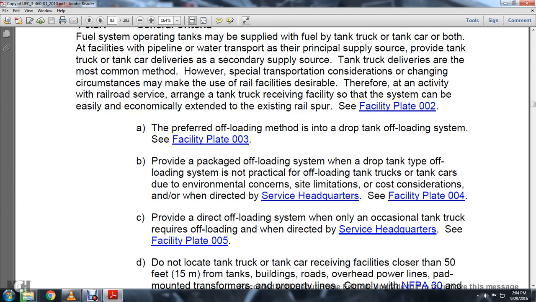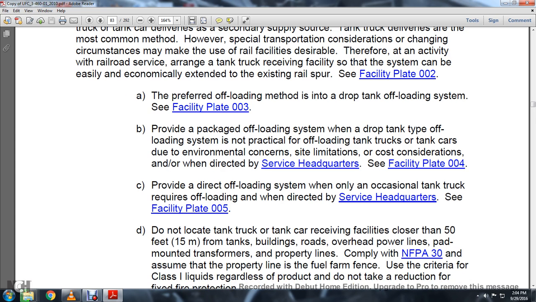The preferred offloading method is into the drop tank of the offloading system. See Facility plate 03. Provide the package offloading system with a drop tank. This type of offloading system is not practicable for offloading tanker trucks and tanker cars due to environmental concerns, site limitations, and cost considerations, or where directed by the service headquarters. See Facility plate 04. Provide direct offloading only for an occasional tanker truck that requires offloading when directed by the service headquarters.